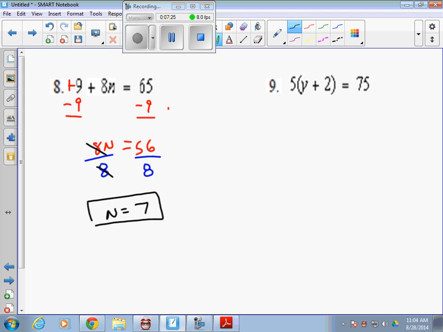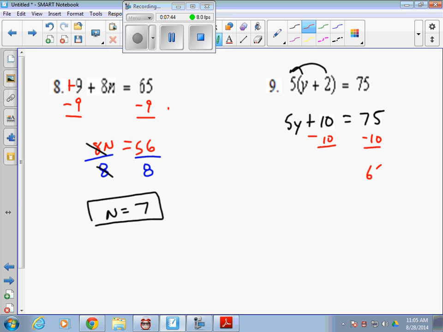You have to simplify the left side. 5 times y plus 2. Use the distributive property. 5 times y is 5y. 5 times 2 is positive 10 equals 75. Then undo your order of operations backwards. Undo plus 10 by subtracting it. Do it to the right side as well.